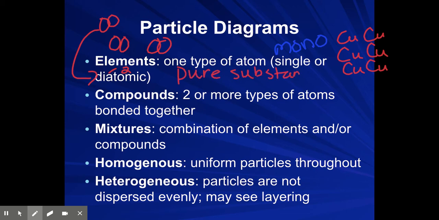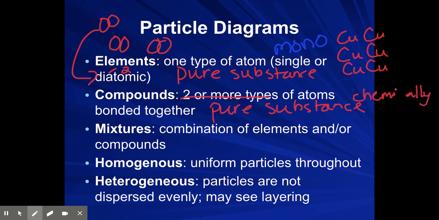A pure substance is where there is only one type of particle. So when we look at a particle diagram for an element, you're going to see that there's only one type of particle there. Now, compounds then are also pure substances, but this is when you have two or more types of atoms, and they are chemically bonded together. You're going to be able to tell that because you're going to see these substances attached to each other. So let's do good old water.